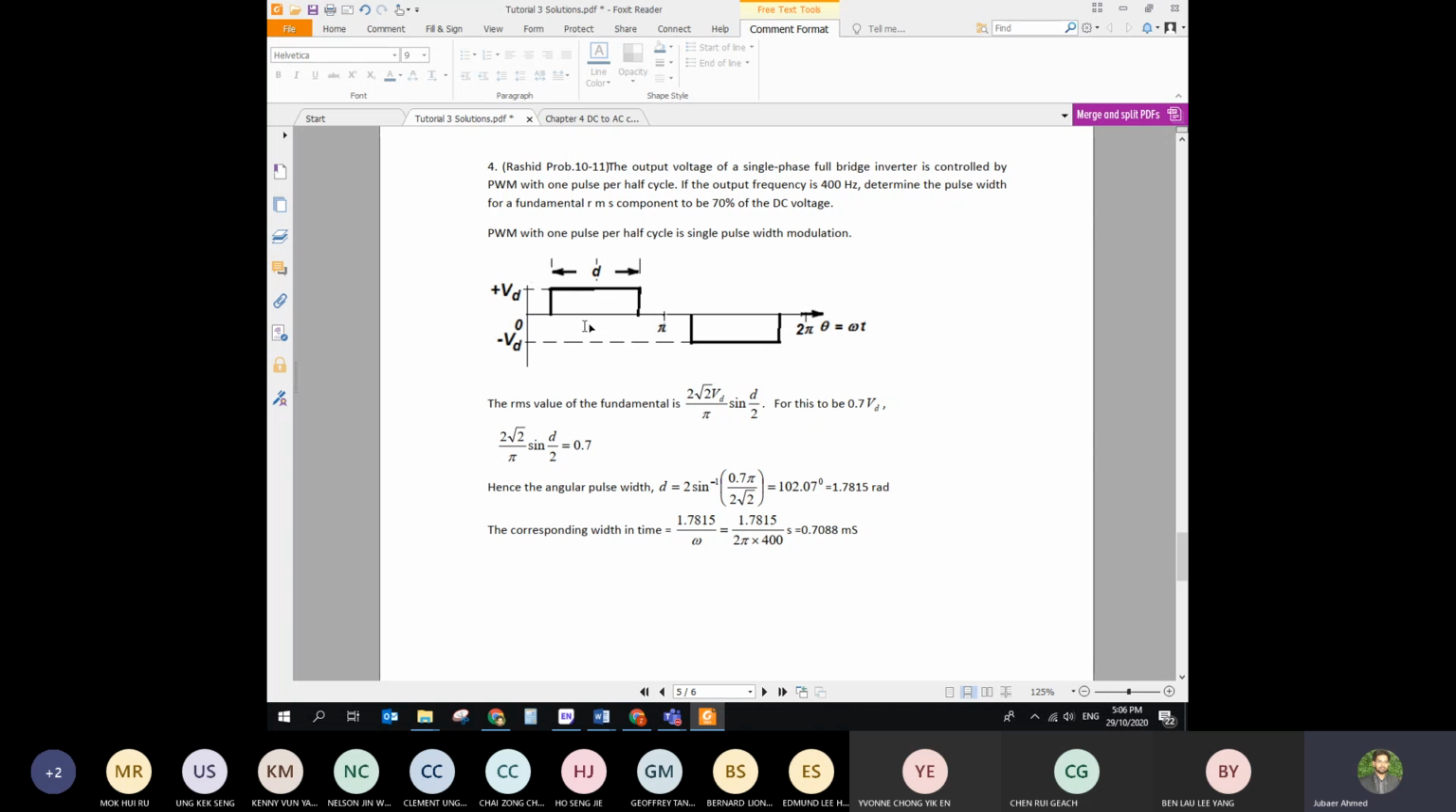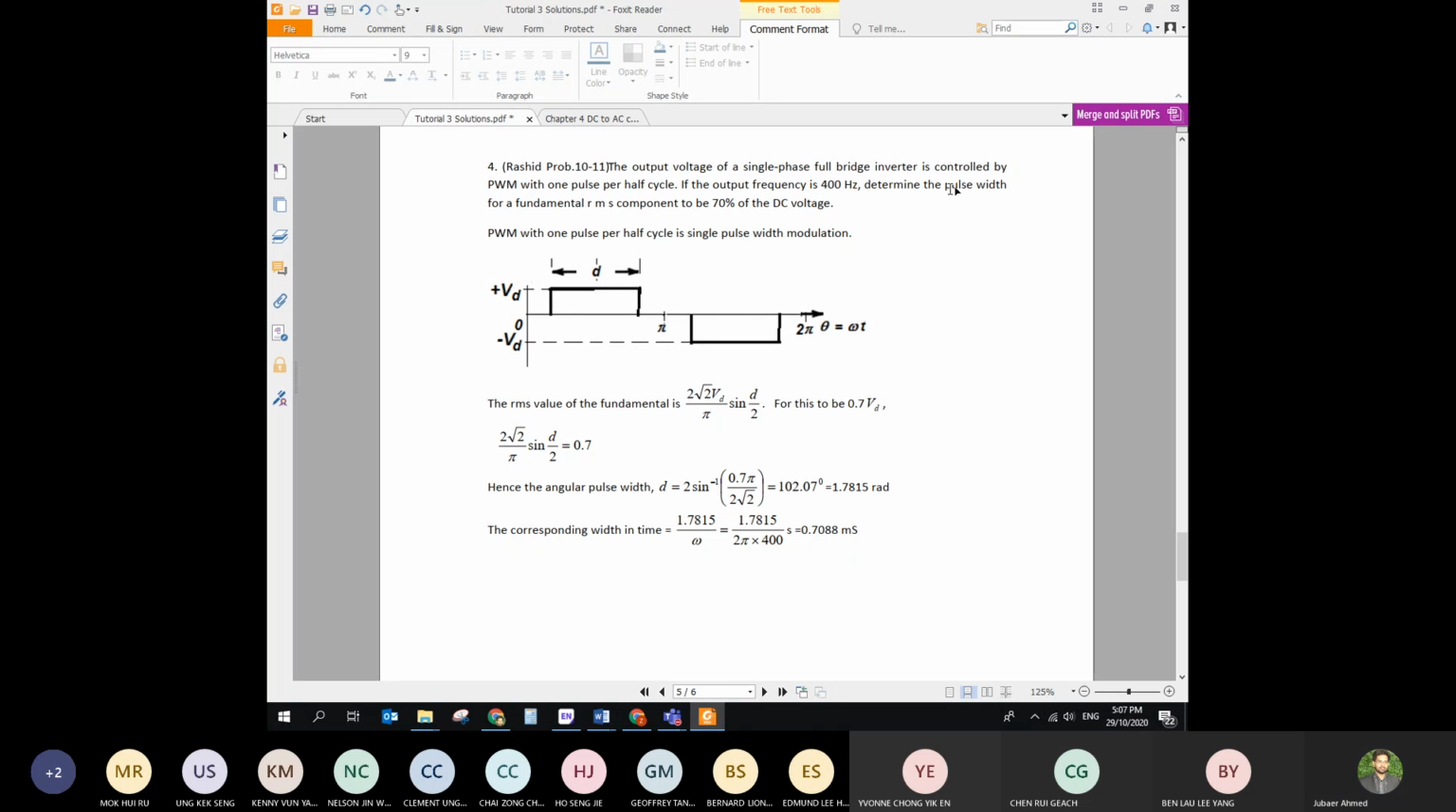How much is the width of the pulse? Since it's a theta domain, this is not a time domain, this is an angular domain. So we are calculating the value in radians. You can calculate in degrees as well, but just make sure you put the calculator into the right mode before writing the answer. Be careful about the mode of your calculator. Then they ask you to find the time. It's the PWM with one pulse per cycle, a single pulse. Determine the pulse width. We already did.